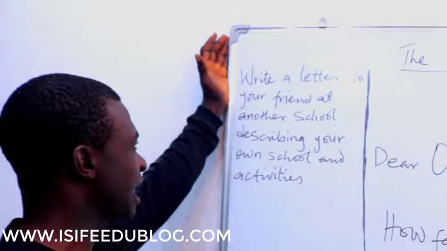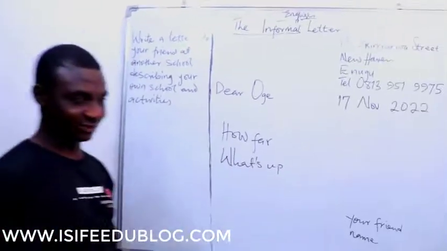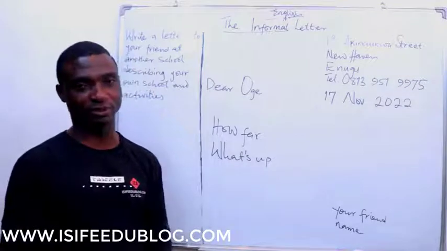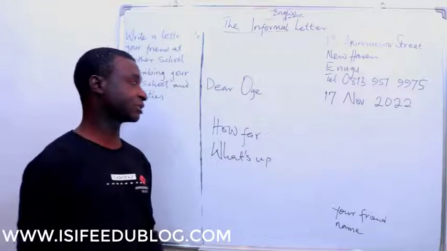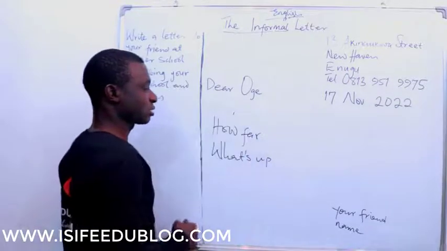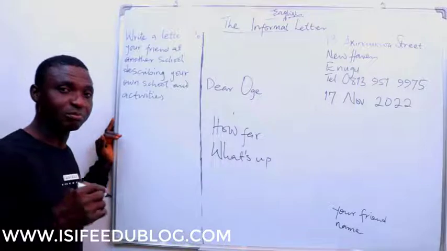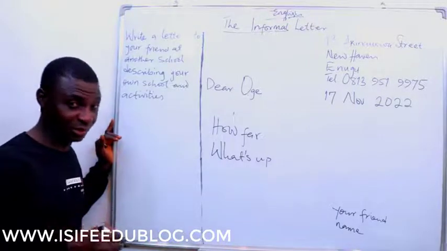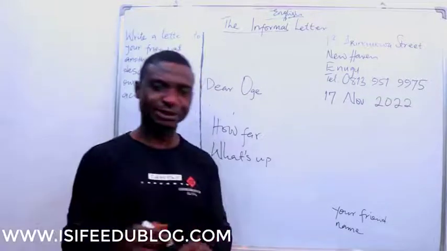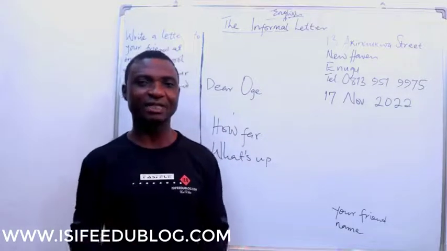Your job here is to write to your friend at another school describing your own school and school activities. That's your job here. After the first paragraph in which you reach your friend, it is expected that from the second paragraph you state the name of your school, the location, the number of blocks, that is the number of buildings at the school, and perhaps how they were planned to bring in aesthetics to beautify the school.